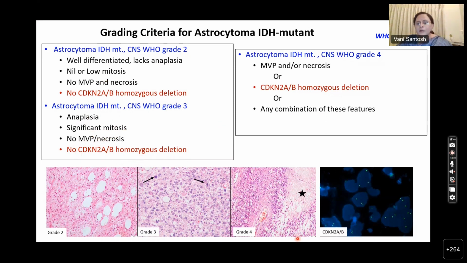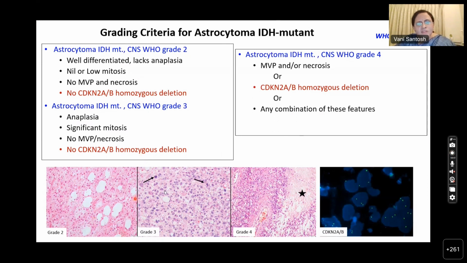What about a grade 4 tumor? A grade 4 tumor can look just like this. It can have necrosis and/or microvascular proliferation. Then you don't need to do any other molecular marker for it. Histology is more than enough. You have shown that it is IDH mutant by showing IDH1 R132H positivity, but you can see that it is grade 4 because of histology.